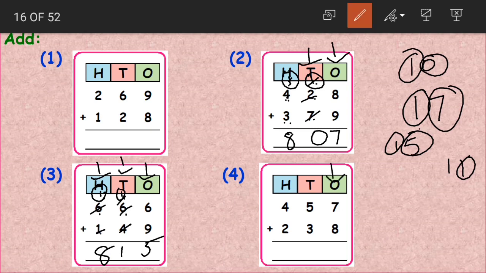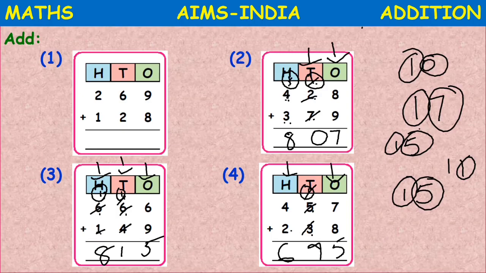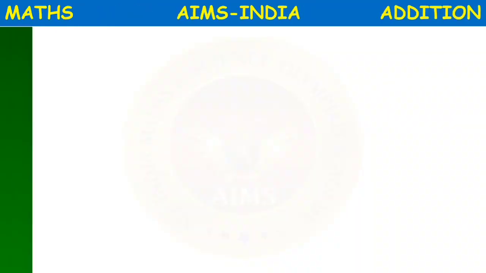Question number 4. 7 plus 8 becomes 15. So we'll write 5 here and we'll carry this 1 to the tens place. In tens place, we have 1 plus 5 plus 3. 1 plus 5 becomes 6. 6 plus 3 becomes 9. And in the hundreds place, we have 4 plus 2, which is equals to 6. So the answer for question number 4 is 695. Yes children, these are the correct answers. Hope you are getting the correct answers only.